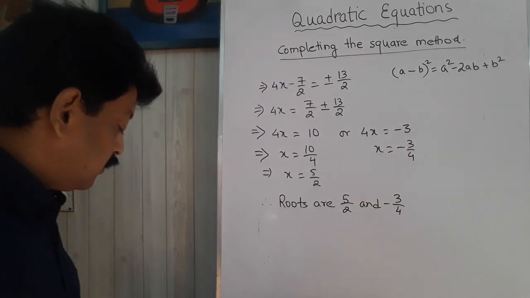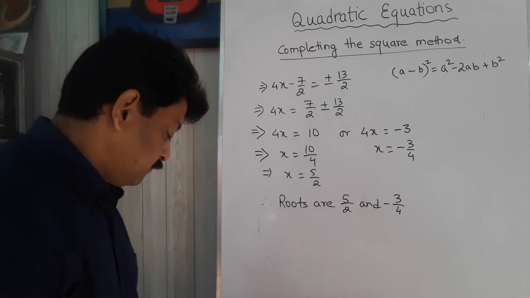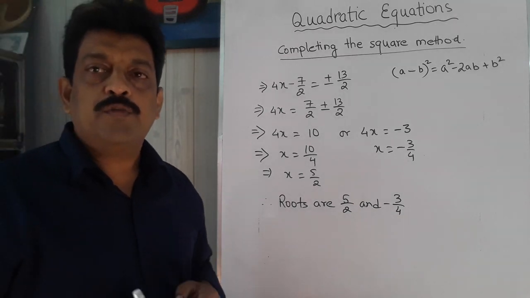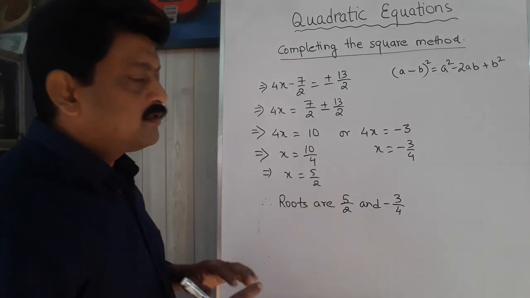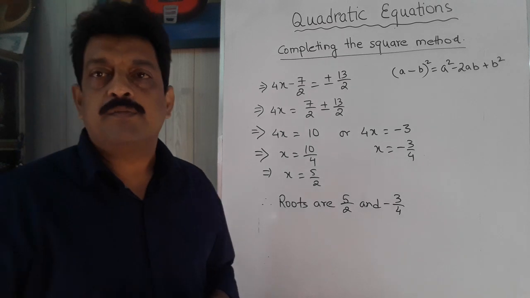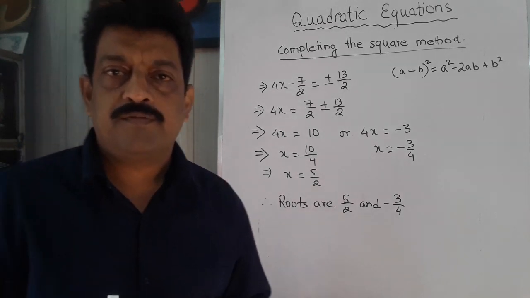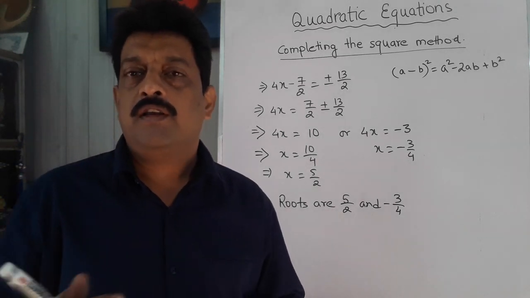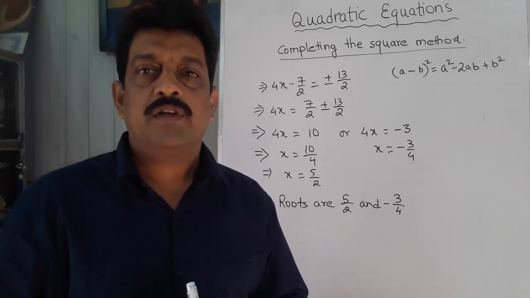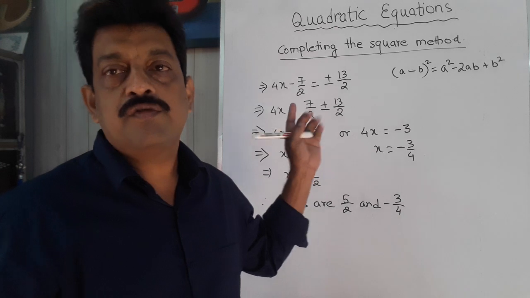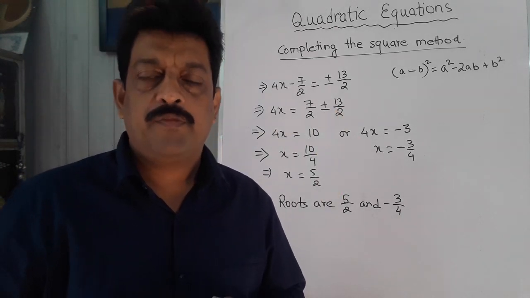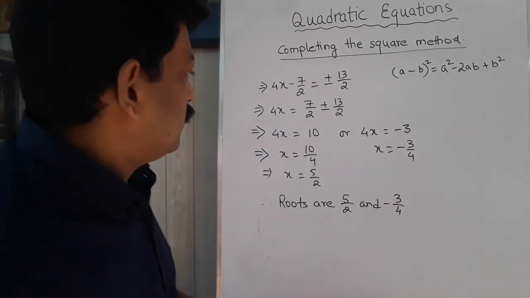Just quickly go through the whole thing. Hope you have understood the process. It is a little bit different. We have not done this earlier, but sometimes it is mentioned in the question paper, that is the board question paper or any other exam, to use the completing the square method. In that case we have to use the method, otherwise you will not get full marks.